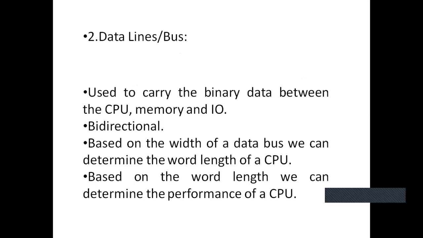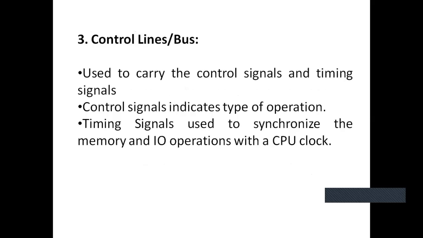The data bus is used to carry the binary data. It means it is actually carrying the data between the CPU, memory, and input output devices. The second property is that it is bidirectional. Another property of the data bus is that based on the width of the data bus we can determine the word length of a CPU, and based on the word length we can determine the performance of the CPU. So with the help of data lines we can calculate the performance of the CPU, and we can calculate the word length of a CPU.